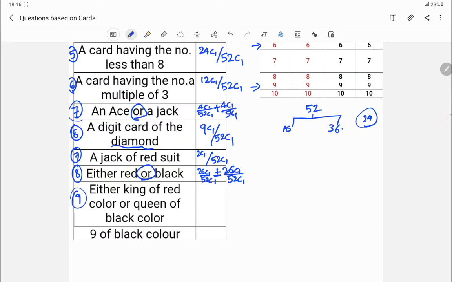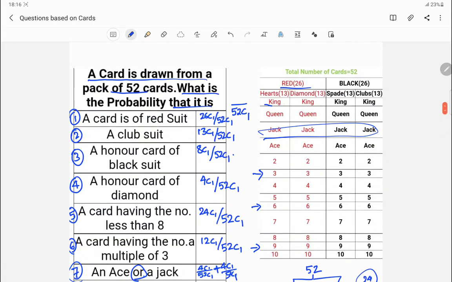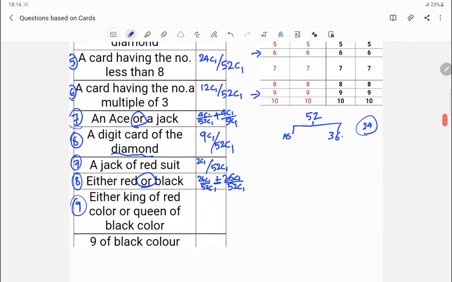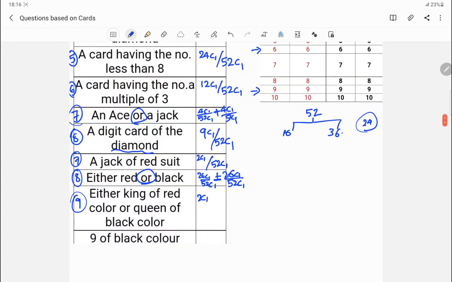Next, it is either king of red color. So king of red color, how many kings are there of red color? As we can see from this table, there are only 2 kings under red color. So it is 2c1 divided by 52c1 plus, or queen of black color. Similarly, 2 queens will be there in black color. So it is 2c1 divided by 52c1.